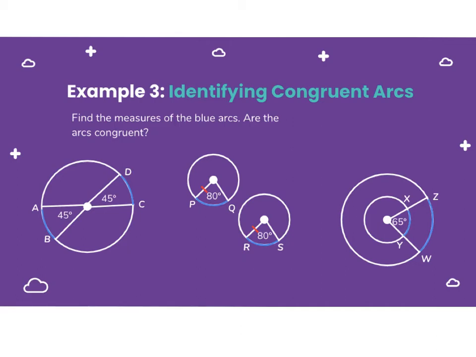Example 3, identifying congruent arcs. Find the measures of the blue arcs. Are the arcs congruent?